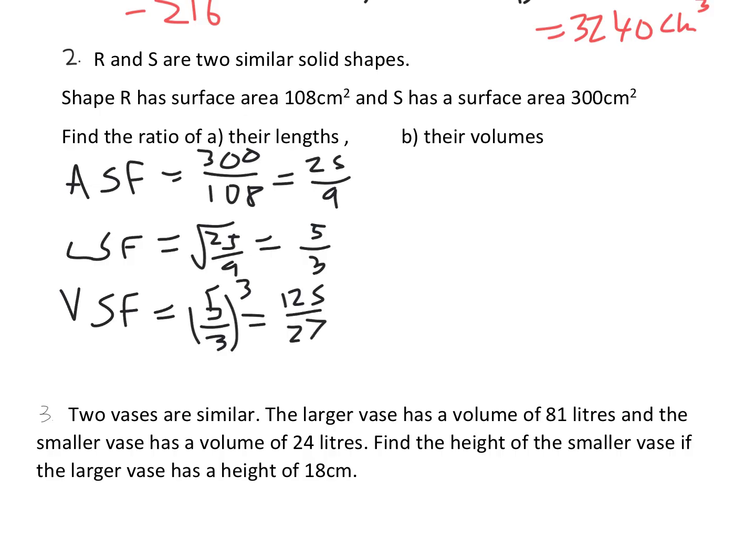Now that's how I've been working through the video so far, looking at what the scale factor is, but here we're looking for ratios. So we need to be flexible and be able to write that in different ways. How do we do that? Well, the area ratio is 108 to 300. That simplifies down to 9 to 25, which ties up with the scale factor. If you're going from 9 to 25, you'd have to get 9 and multiply it by 25 over 9.